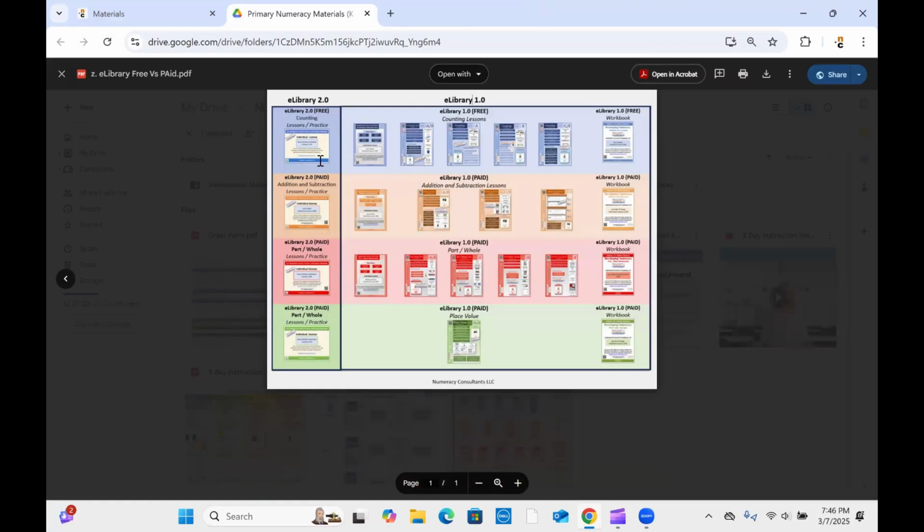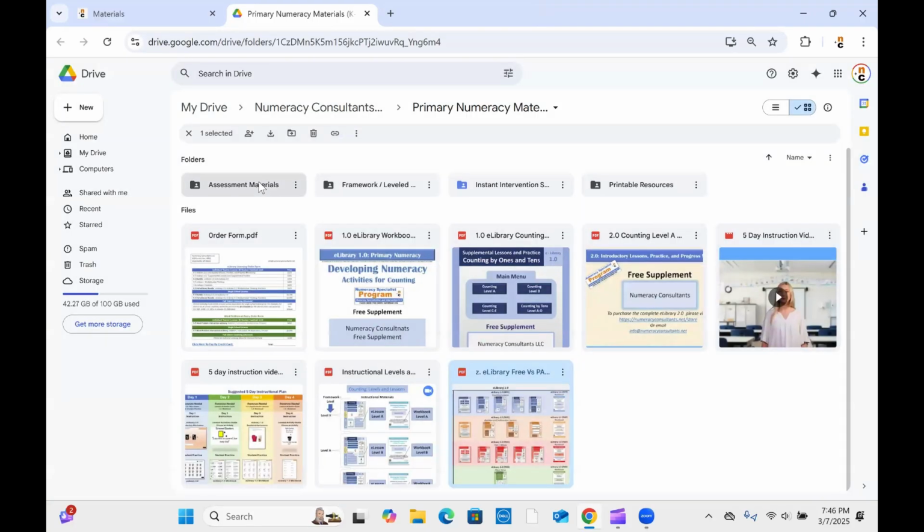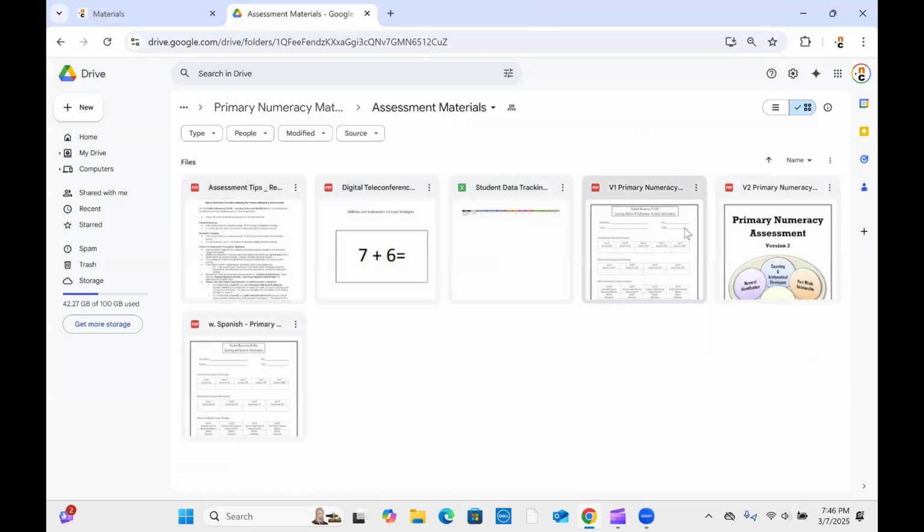Excuse me. And then we have, this is just what you get for free. Then we've talked about what you have to pay for. These folders up here are very important. Assessment materials, everything that's in here is the assessment.